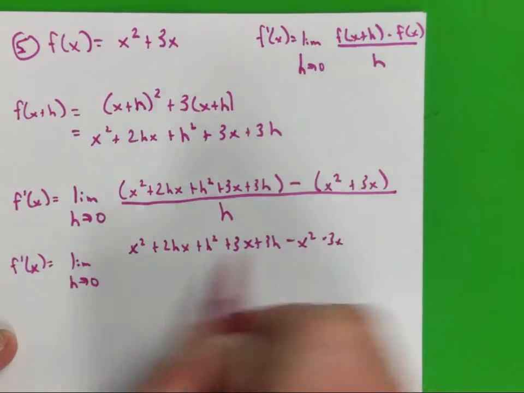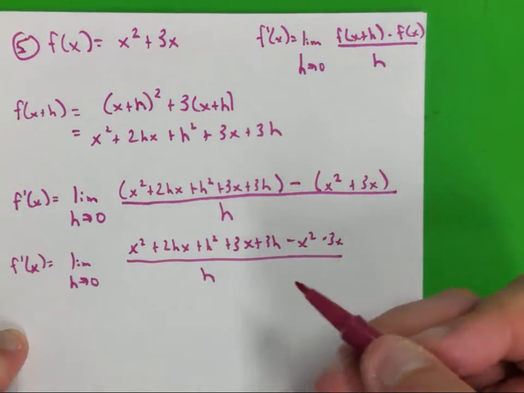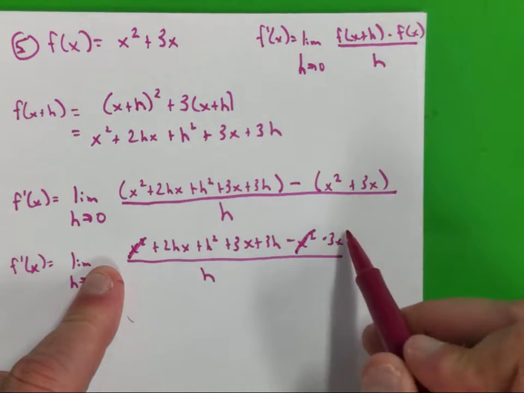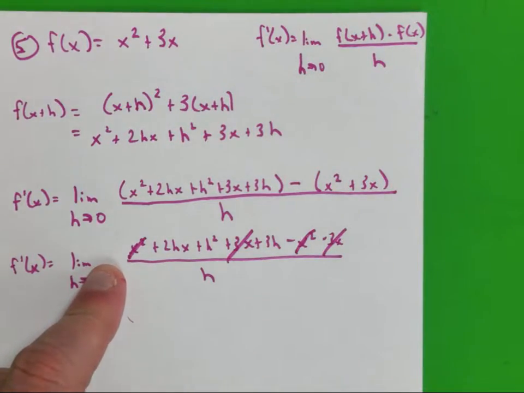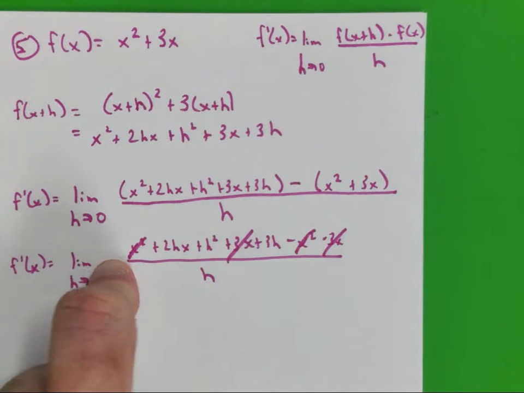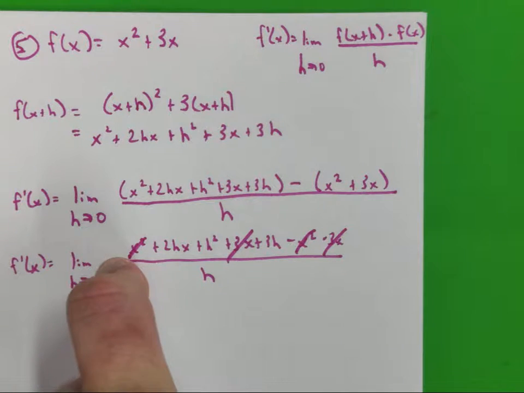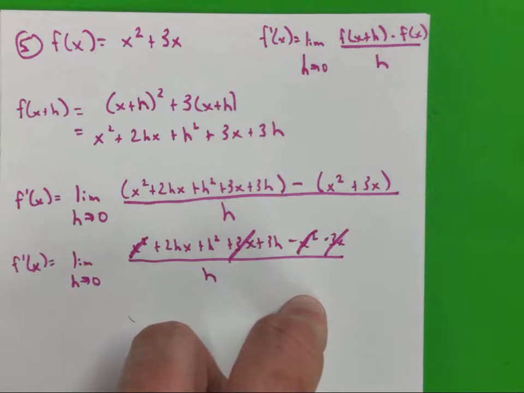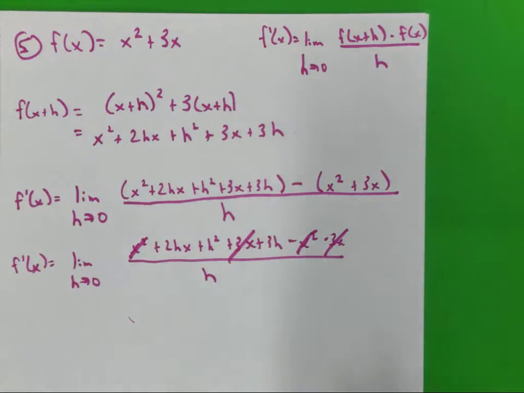Changes that. Now, at this point in the game, notice your x squares cancel out, your negative 3x and 3x cancel out. Everything that didn't have an h with it canceled out. Did you notice that? Everything that didn't have an h canceled out. That's what should happen at that stage. If it didn't, you did something wrong, you need to go back and check. Everything without an h.